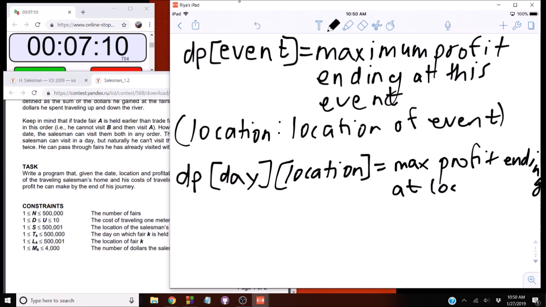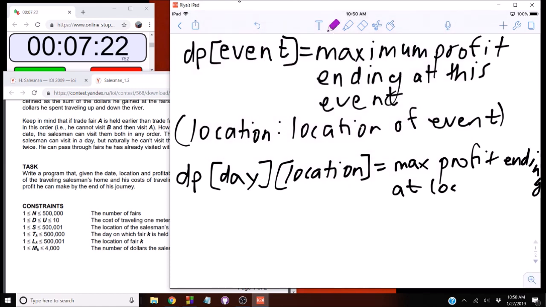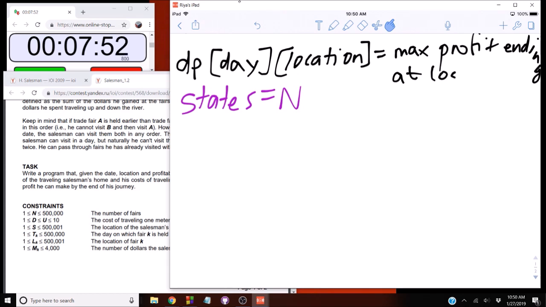Now the states right now look really high because you could have 500,000 days and 500,000 locations. However, keep in mind that the location has to occur on that day. So the total number of states equals the number of fairs. So we're not going to store all the locations for all the days. We'll only store a subset of them, maybe with a vector or something. But our total number of states will equal n. Okay, so our states is a good number.